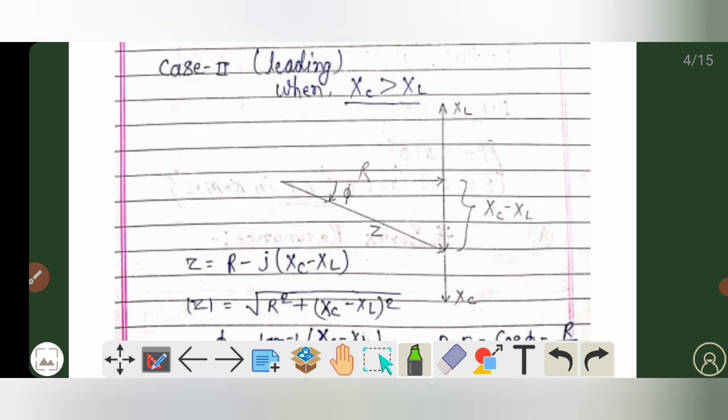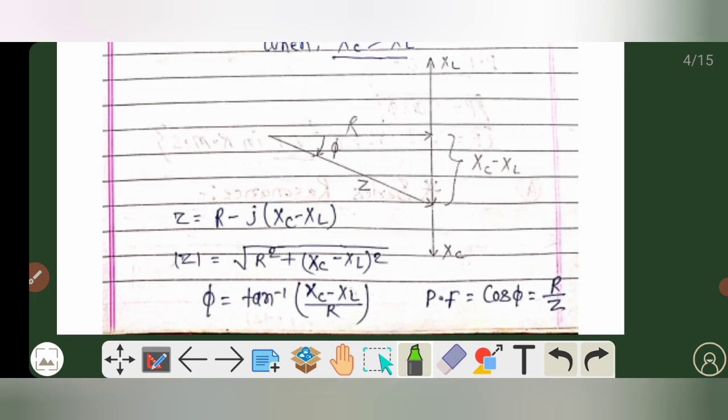We will now discuss the next case, that is the leading case. In this case, as you can see here, the value of XC will be greater than XL. If we draw the impedance triangle in this case, it will come out to be something like this. This is the XC minus XL part, this is the resistive part, and this is the equivalent impedance Z.